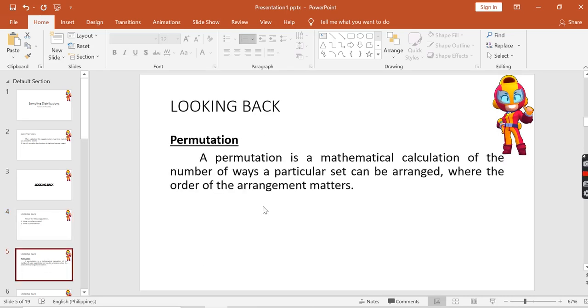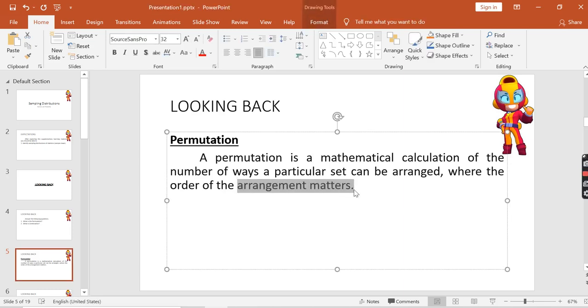So a permutation is a mathematical calculation of the number of ways a particular set can be arranged, where the order of the arrangement matters. So this is the key when we say permutation. The order of the arrangement matters, meaning the arrangement of particular objects is very important in terms of permutation.